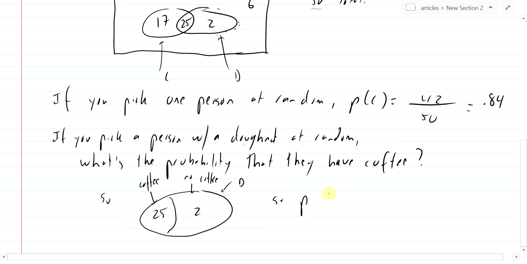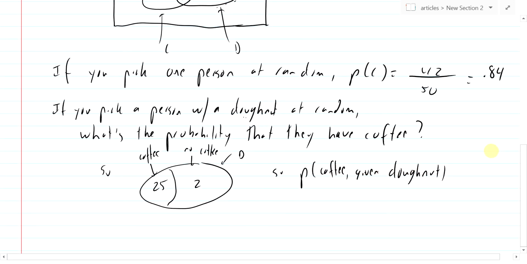So, the probability of coffee given that they had a donut. It's a slightly odd way to write it, but that's how it usually is. We only looked at donut people, and we want to know which percentage of them have coffee. Well, 25 of the 27 people. There's 27 people with donuts, 25 of them have coffee, and that is actually 93%.